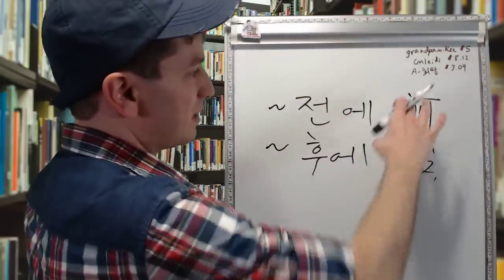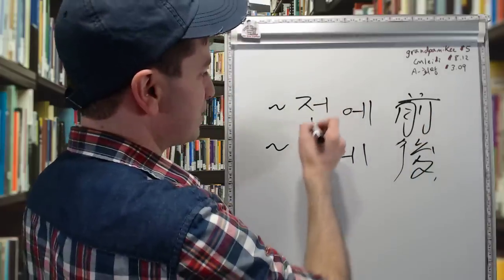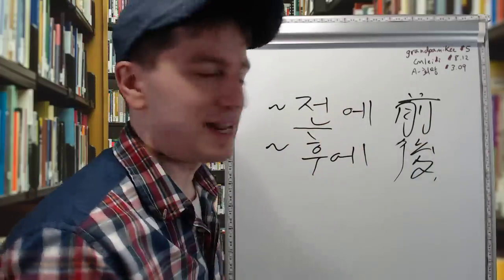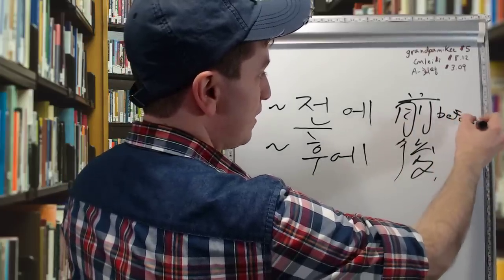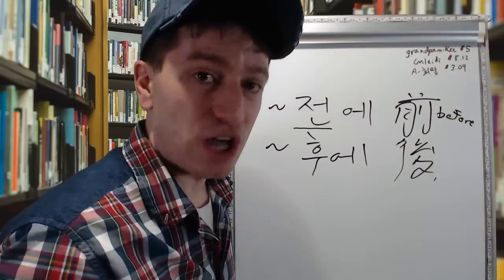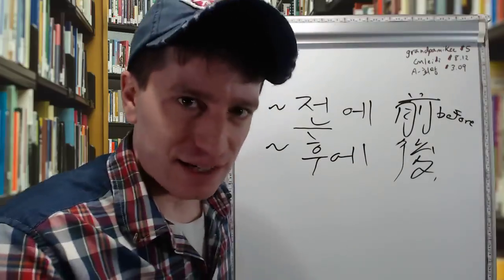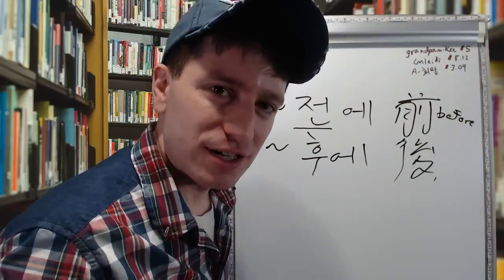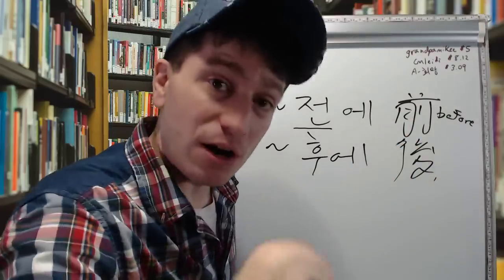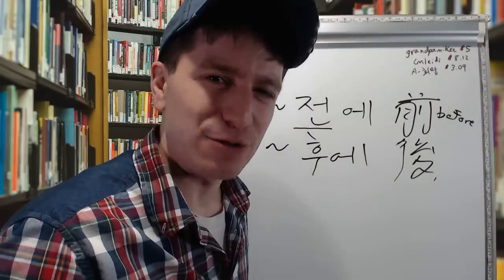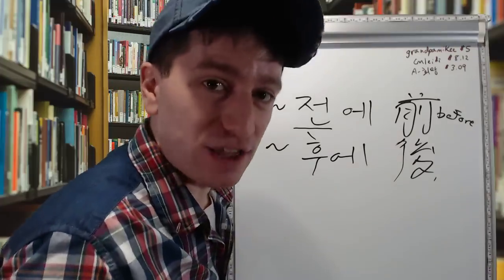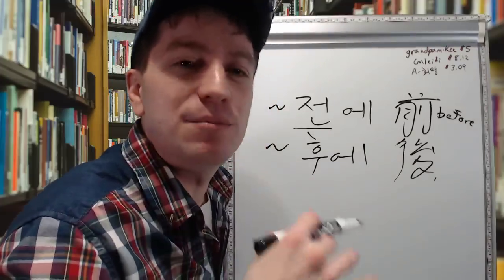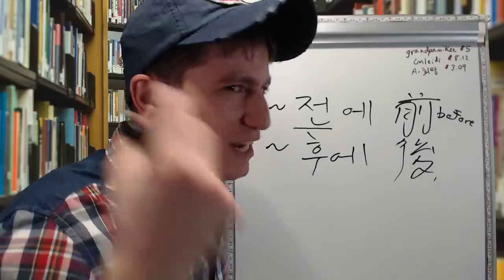So, 전에 means before, and it actually comes from a Chinese character read in Korean as 전, which means before. So if you see a word that has the sound 전 in it, it might be because it's from the character that means before. There are other characters that also sound like 전 that have different meanings, but if you see a word that has 전 in it, it might be before. So think about that when you're hearing a word.